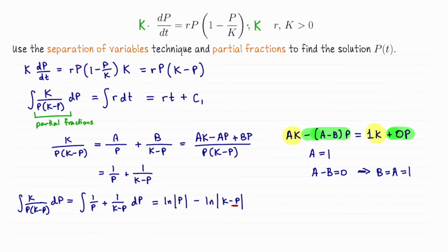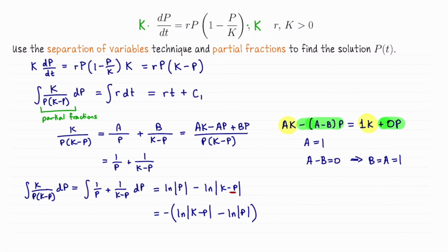There's another trick we use to write a clean version of the solution for the logistic equation. We already saw one, which was multiplying both sides of this equation by k. The second trick is to factor out a negative 1 here and write this as natural log of the absolute value of k minus P minus natural log of P. And then using a property of natural log, that becomes the natural log of k minus P divided by P.